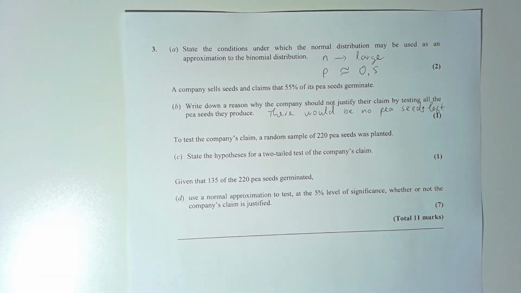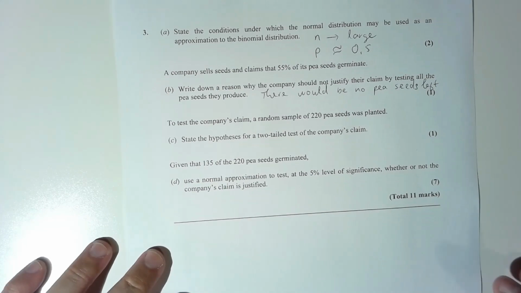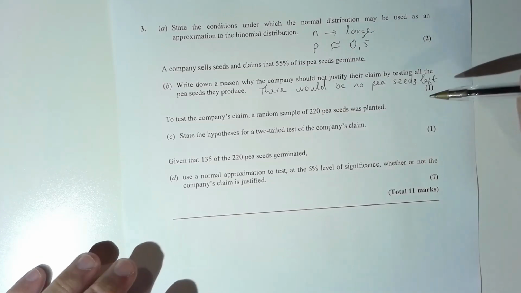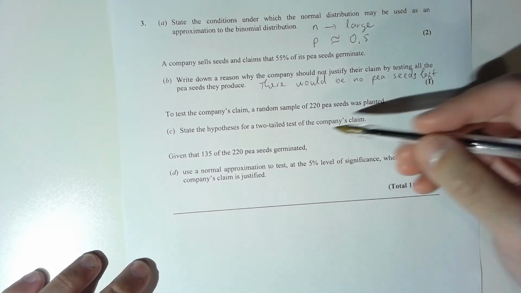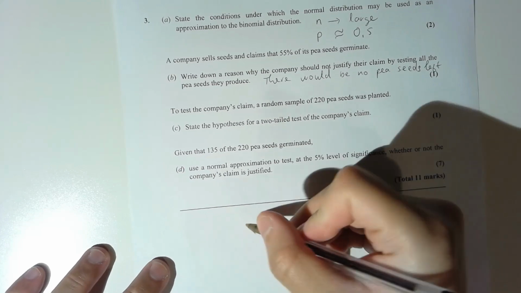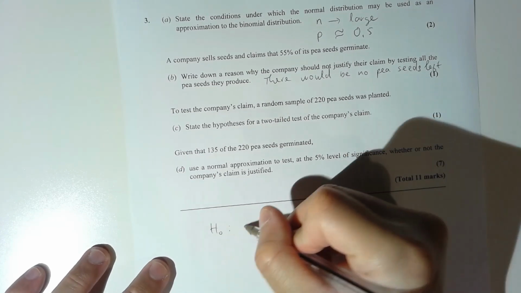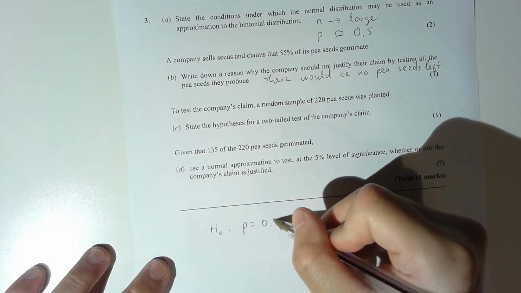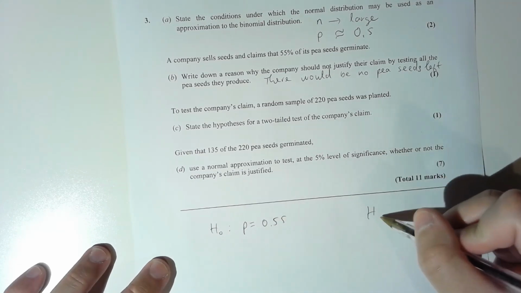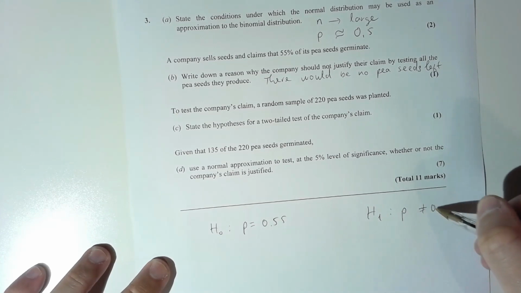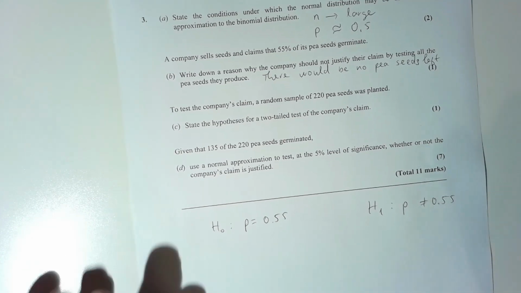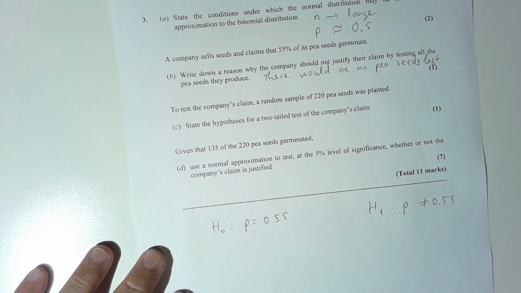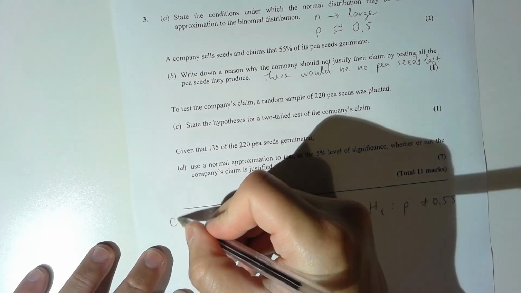Now we start from part C. To test a company claim that random sample size of 220 were planted. State hypothesis 2-tail. So they were mentioned 2-tail. So we start here 2-tail H0: P equal to 0.55. Always equal here. And H1 is P actually different from 0.55 because it's saying it's 2-tail test. Now, they say to you is about 5%.